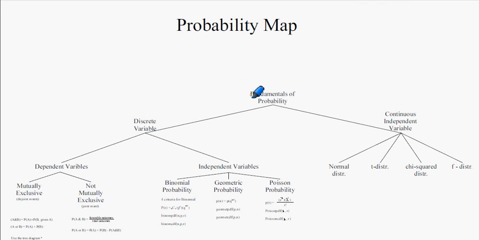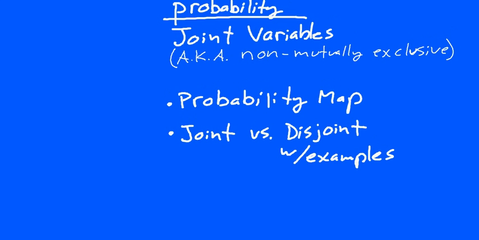Let's see, we have done fundamentals. We had a video on discrete variables. We had a video on dependent variables. That was a fun one, kind of a long video. And we talked a little bit about independent variables, but haven't gotten into the details yet. Now, we're right here. So again, mutually exclusive, non-mutually exclusive, also known as disjoint and joint variables. So getting back to here, the probability map.